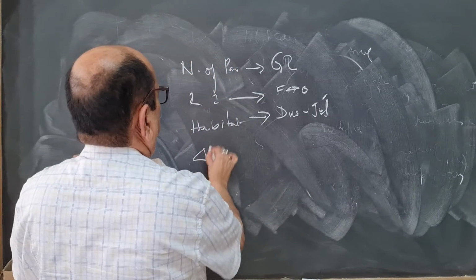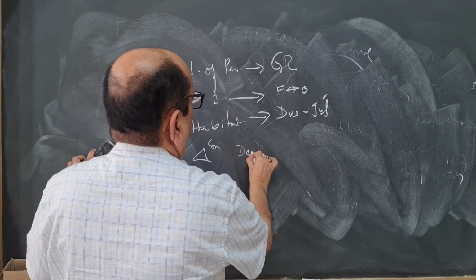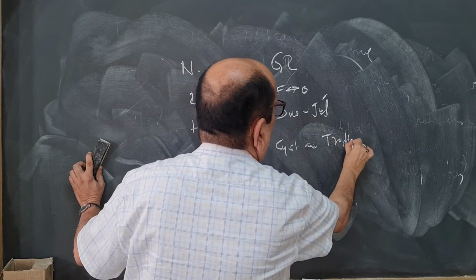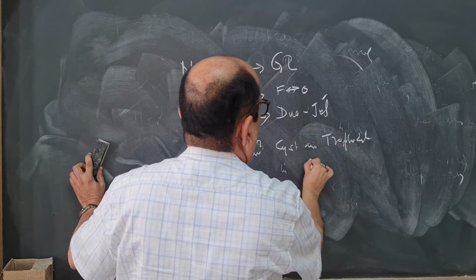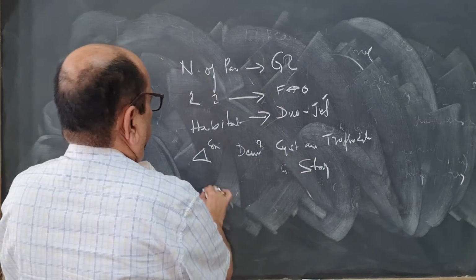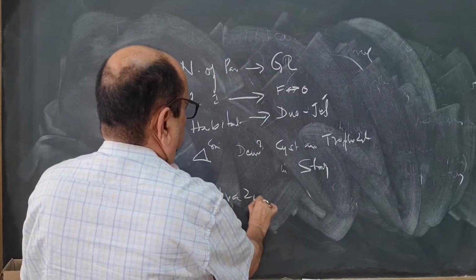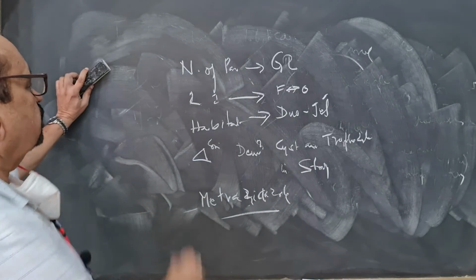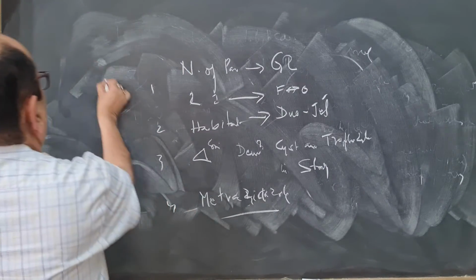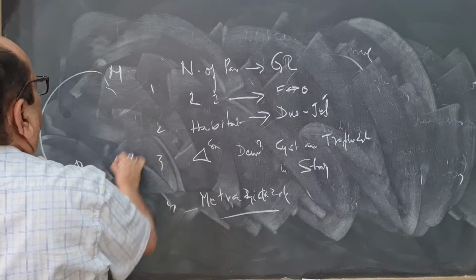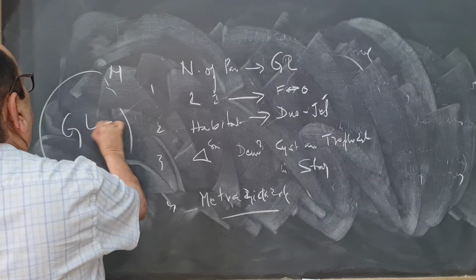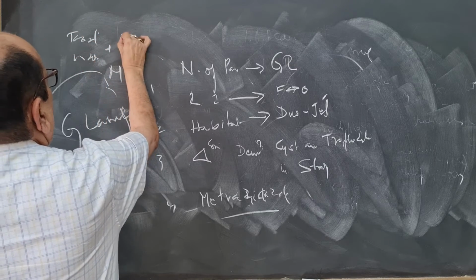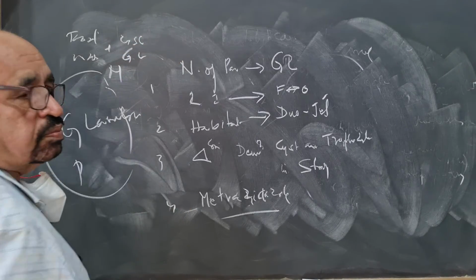Diagnosis: demonstration of cyst and trophozoite in stool. Treatment: metronidazole. See, 1, 2, 3, 4, 5. The life cycle is simple: man and parasite. Man gets infected by consumption of food and water with cysts of Giardia lamblia. That is the life cycle.